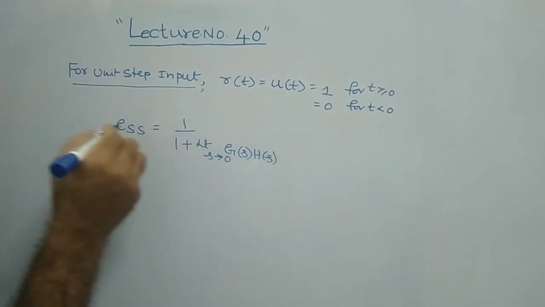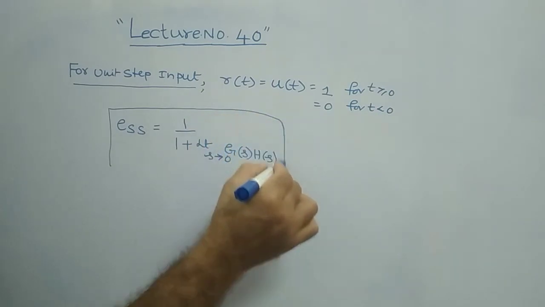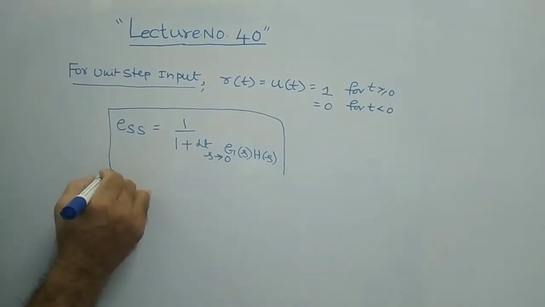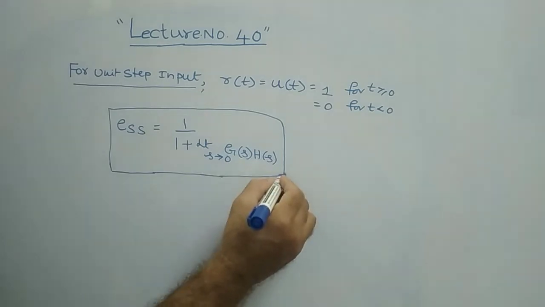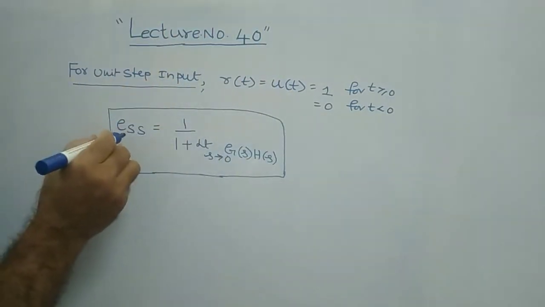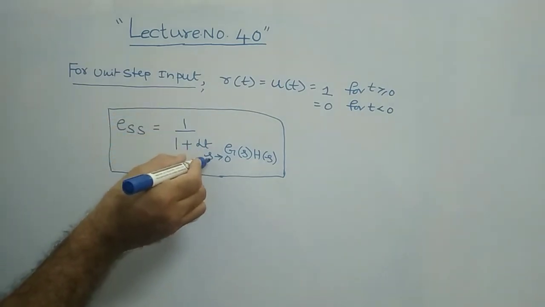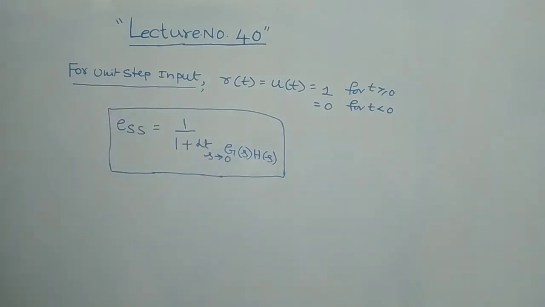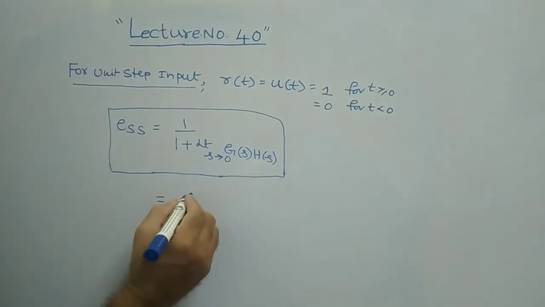This is what we have seen. Because, as I have explained very clearly in the last presentation, in this presentation I go a little bit forward. So this is the steady state error for unit step input, that is 1 by 1 plus limit s tends to 0, G(s) H(s). Clear? And further, how can we write this?